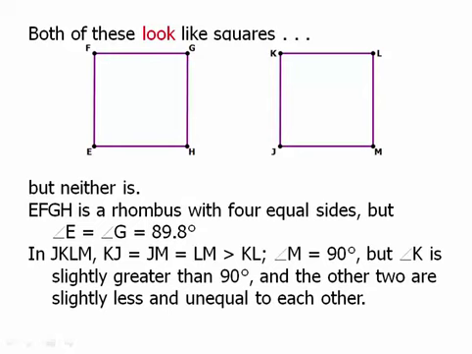The other one has 3 equal sides, and that has one side that's a little bit less. KL is a little bit less. It looks like angle M is 90 degrees, but angle K is greater than 90 degrees, and the other 2 are slightly less and unequal to each other. So that's a totally irregular quadrilateral, but drawn to scale, it looks like a square. So just the fact that even if we have something that is drawn to scale and looks like a square, there's no guarantee that it is a square.